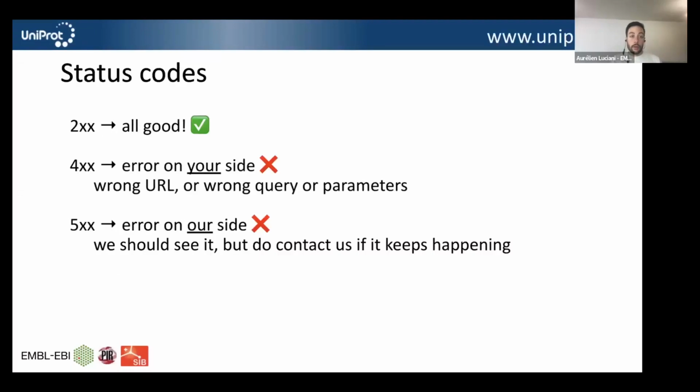Just to go quickly over the different status codes that you might get when you download data. If you get a 200 status code in your response, it means that everything's fine. You can get the data. If there's a 400-something in your response, it might be an error on your side when writing the URL or the queries or parameters. So have a look at the error code that is returned.